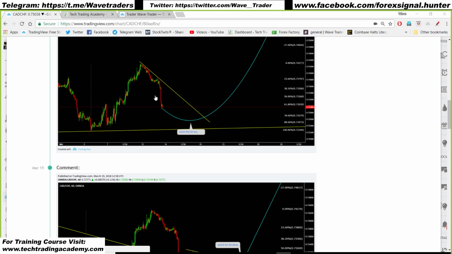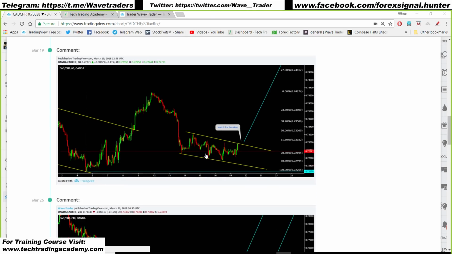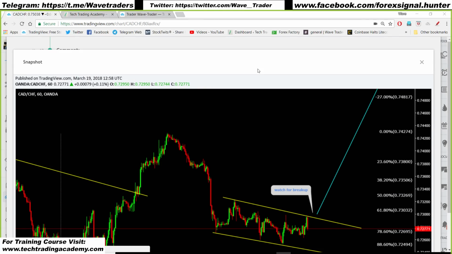We got the sharp correction, not the corrective correction, a sharp correction, and we got a similar pattern to the one I just showed you on the EuroCAD. If EuroCAD is going up, this will go down. If CAD Chf goes up, EuroCAD will go down. You see that similar pattern here on the CAD Chf, and the similar pattern I just showed you on the EuroCAD. That one is bearish and this one is bullish.